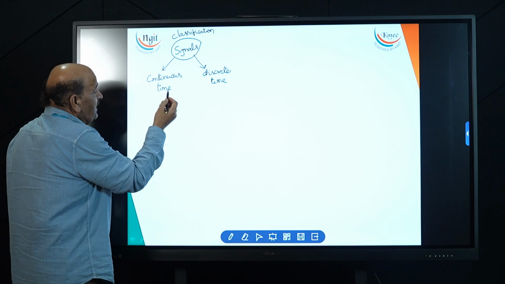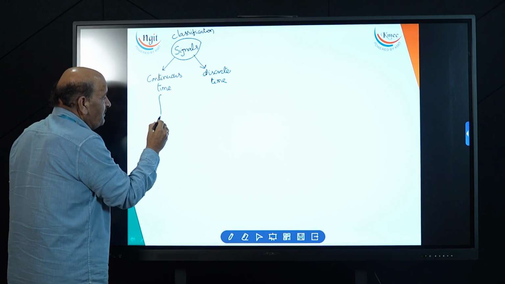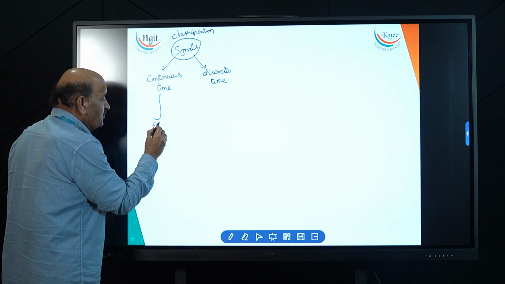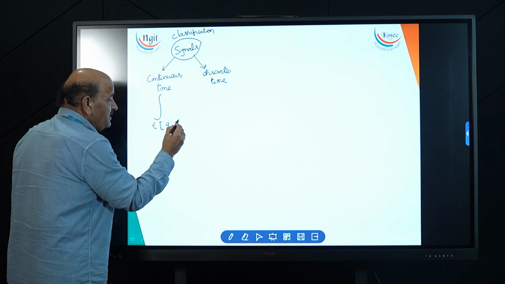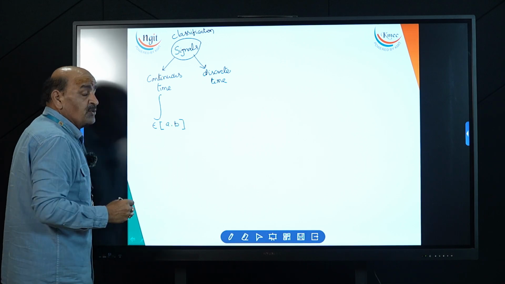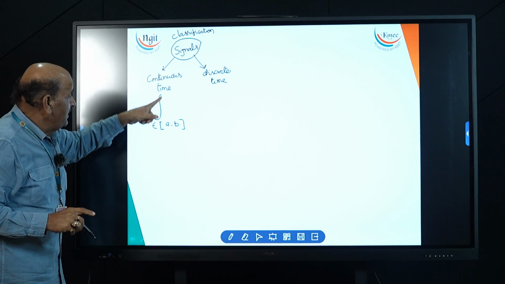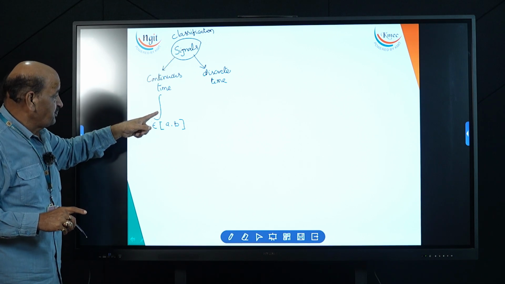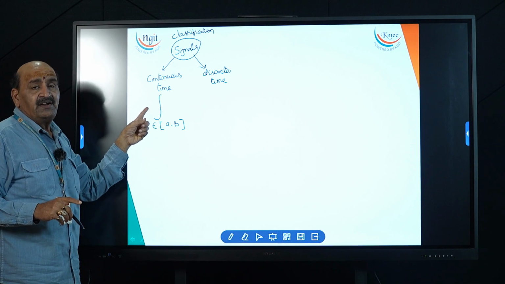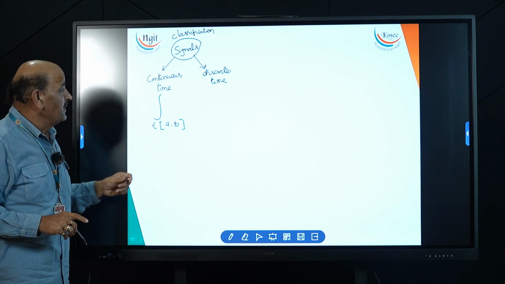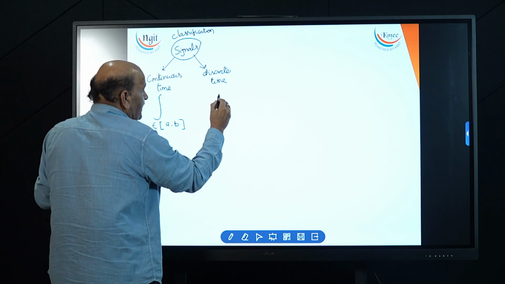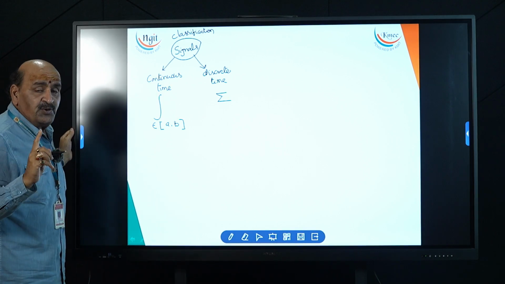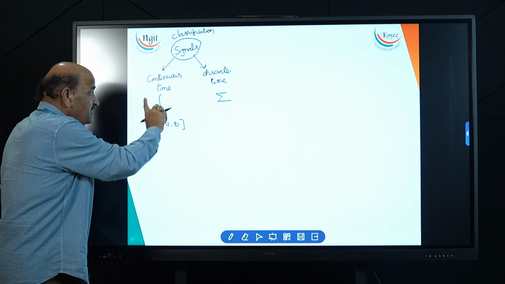Now, continuous time signals means we have to use the mathematical representation of integration. It belongs to a particular period, a comma b. This is the continuous notation, a closed interval. This is the symbolic representation of continuous time signals. You are very much familiar with the mathematical integration concept from your intermediate paper 2B. Now, regarding discrete, we are using summation as the symbolic representation.